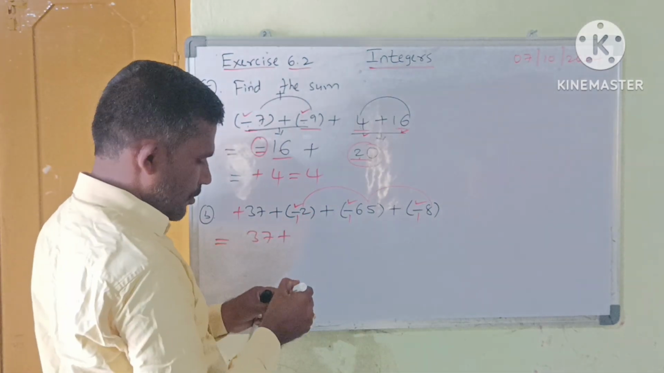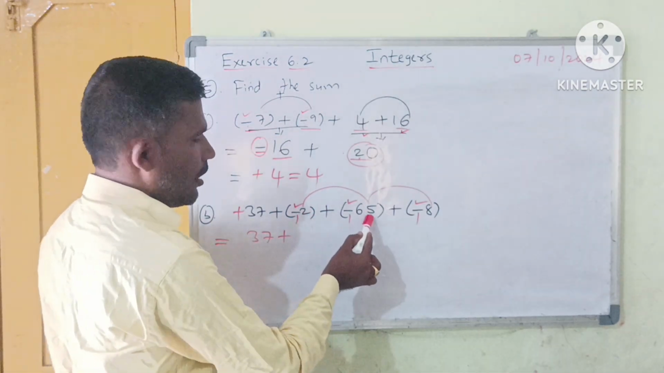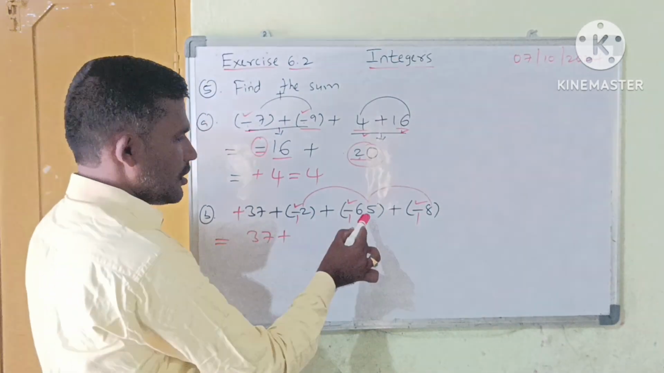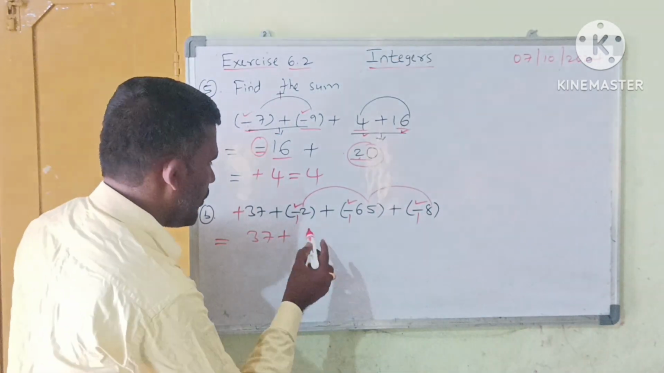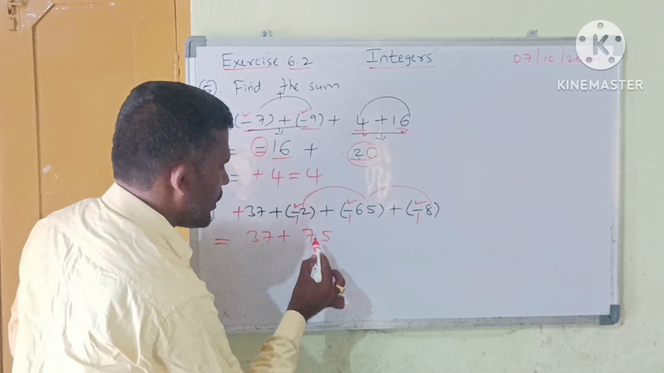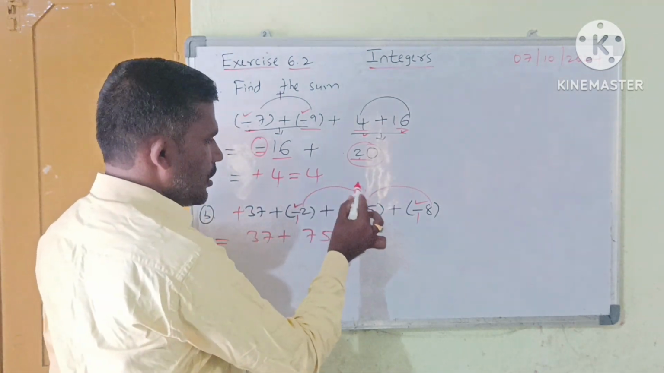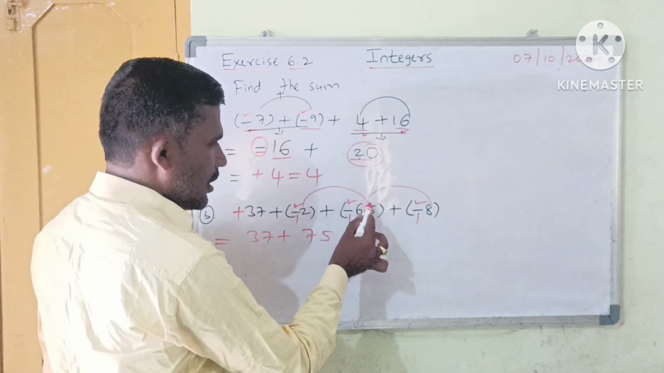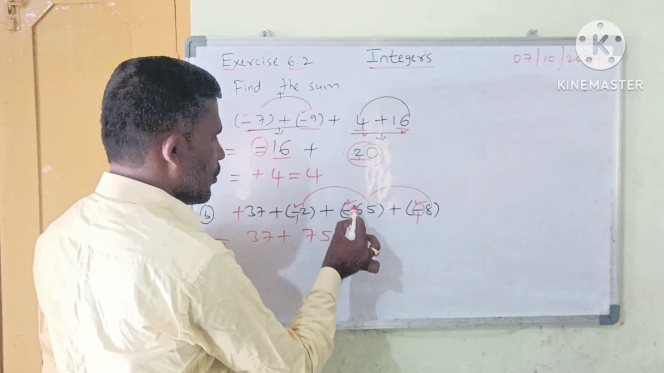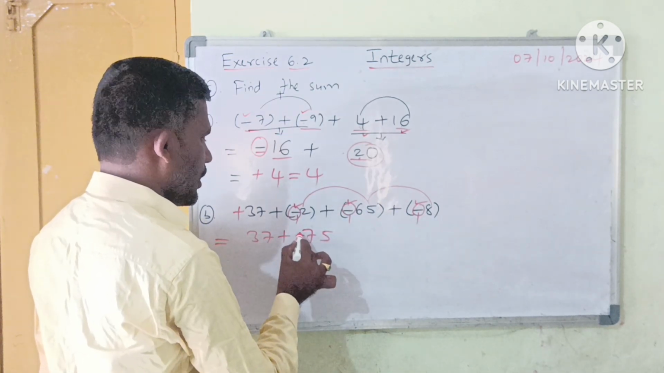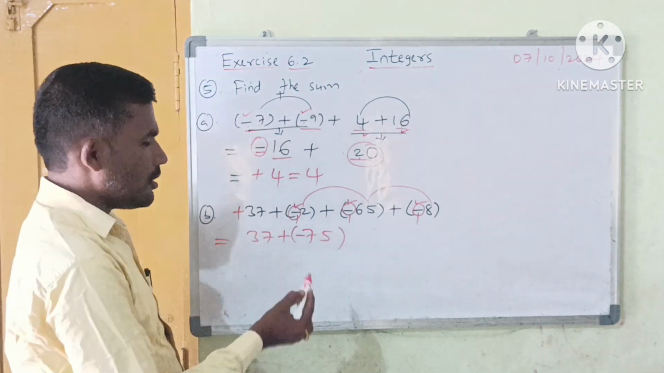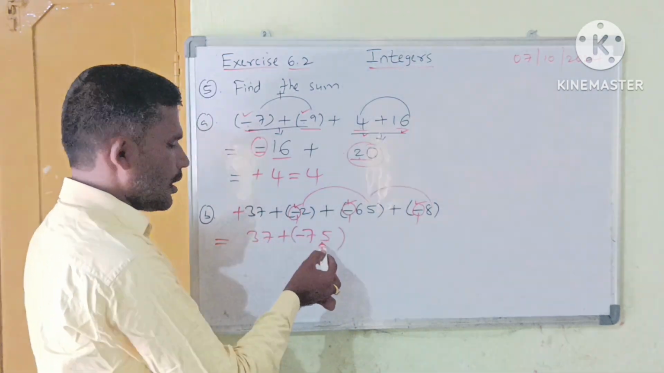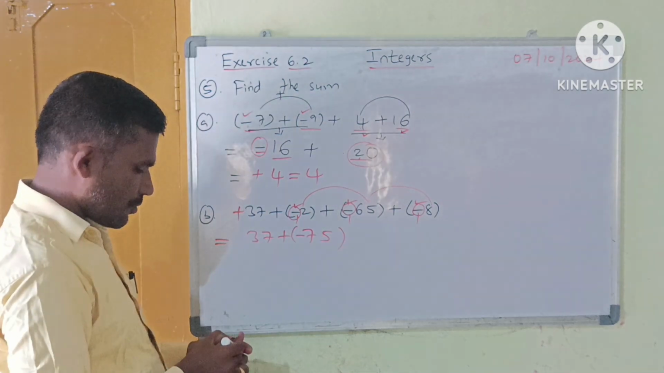So what is it here? 2 plus 65 is 67. 67 plus 8 is 75. When we added these 3 integers, we got 75. And these 3 integers have the minus sign only. So that's why I am taking minus here. That is minus 2, minus 65, minus 8. When added, you get minus 75.